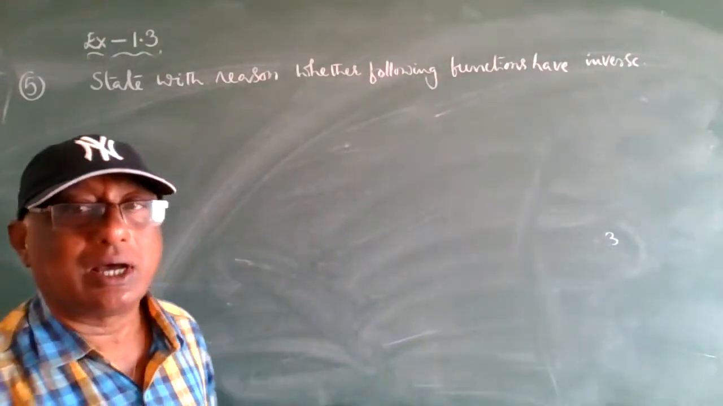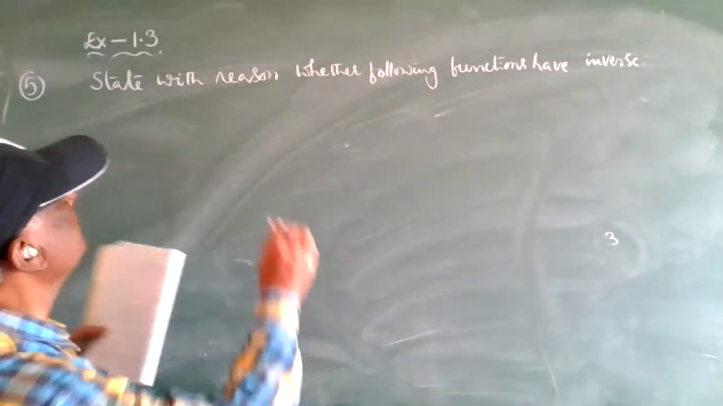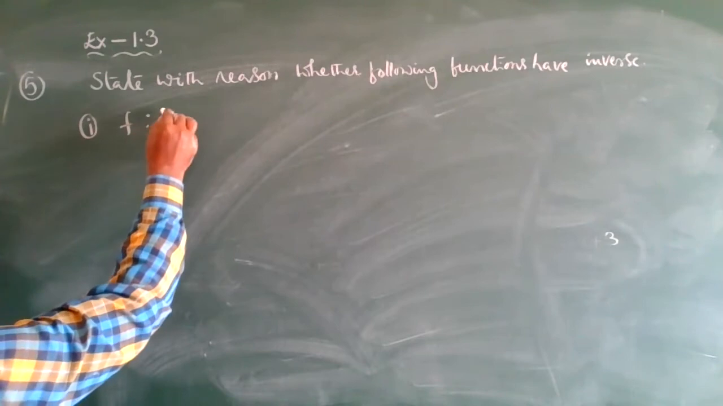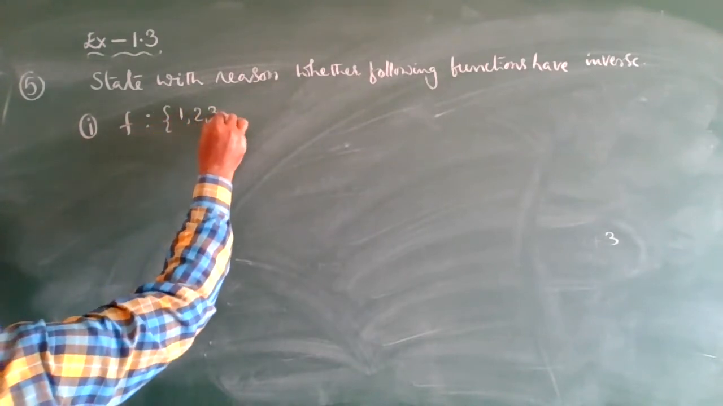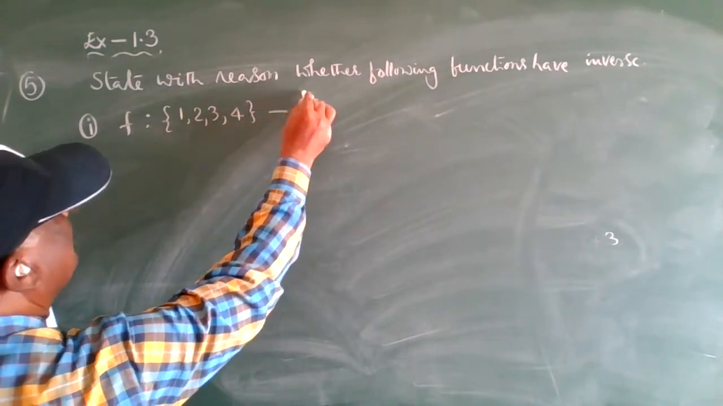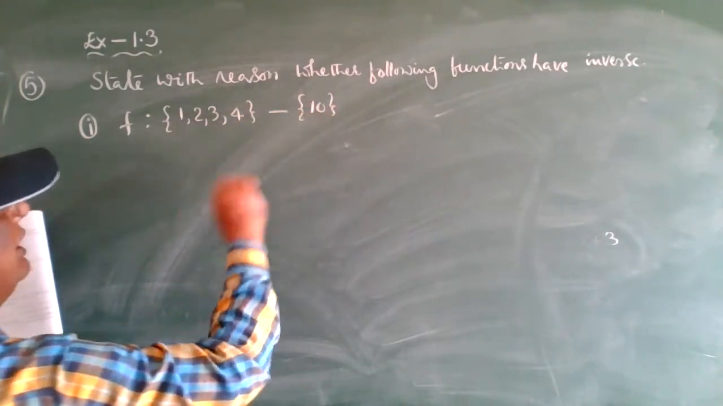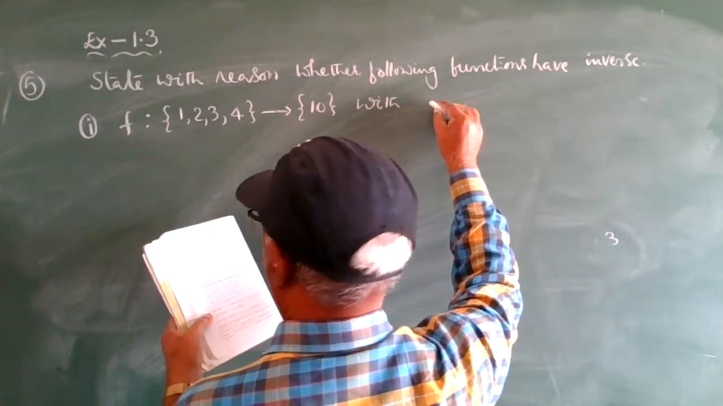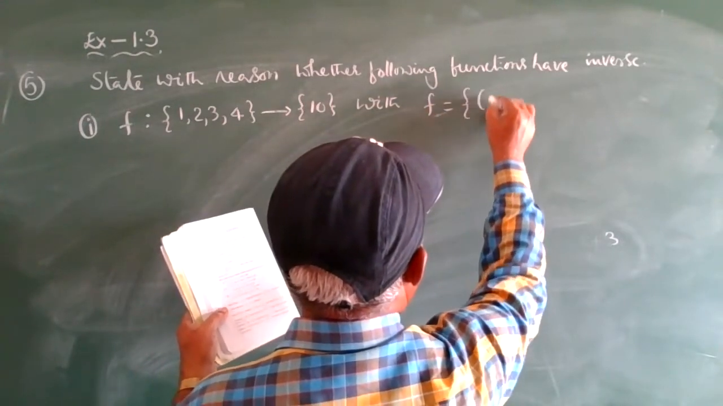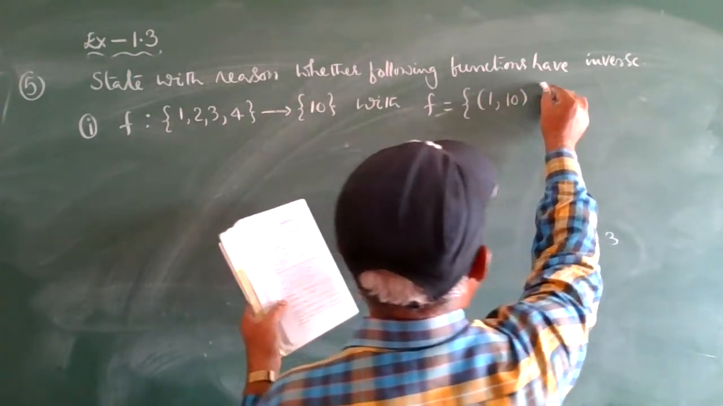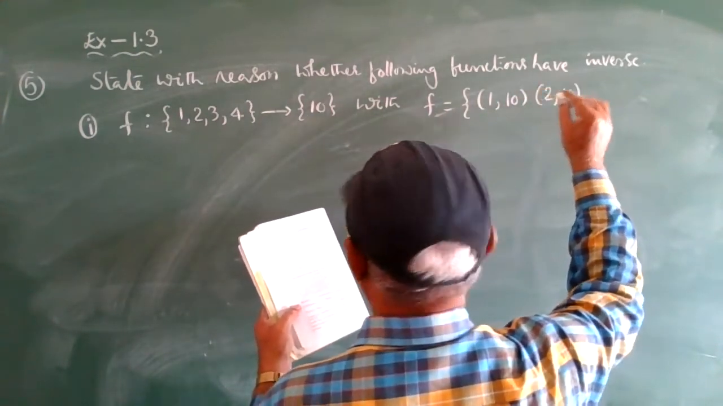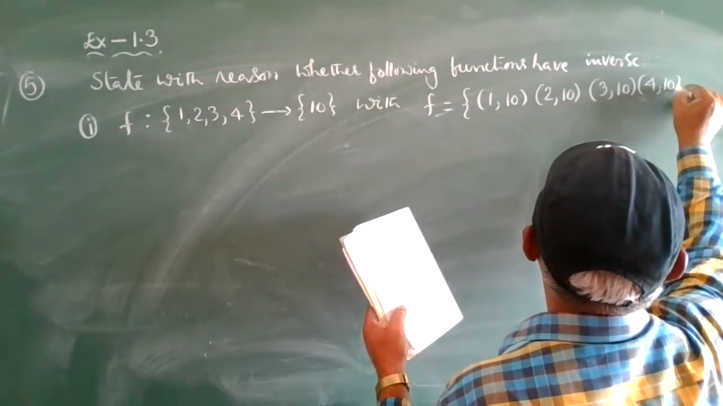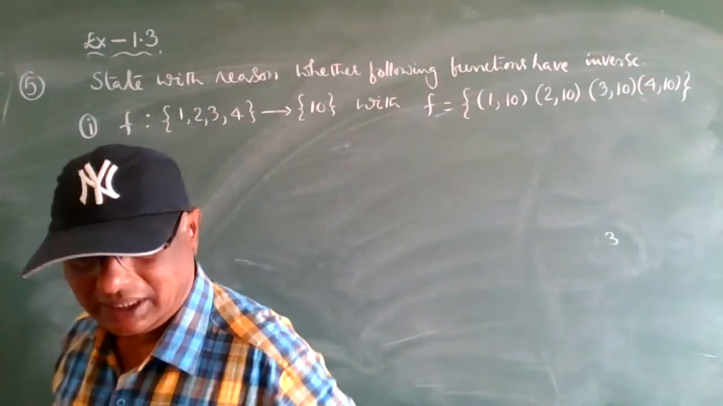Everyone observe, three bits are given. I will complete the three bits. The first bit is: f is a mapping from domain {1, 2, 3, 4} to codomain {10}. f(1) = 10, f(2) = 10, f(3) = 10, f(4) = 10. Does f have an inverse or not?